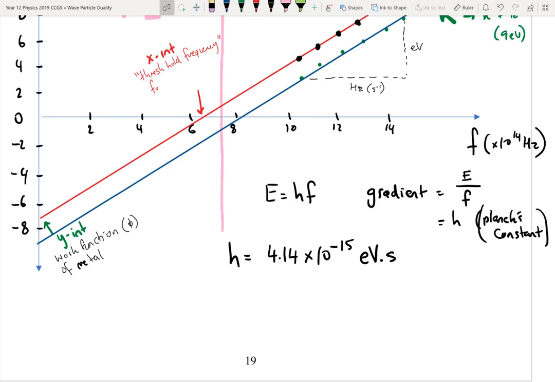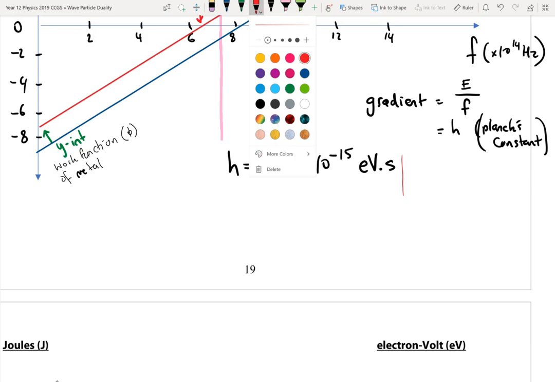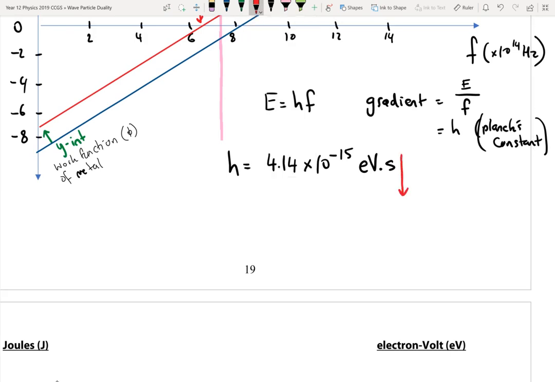As the frequency goes up by 1 hertz, the energy that that photon has increases by that amount. But unfortunately, that's not the value that's given in your data sheet. They've given you the value in joule seconds. But that's all right because we know how to convert from an EV to a joules. You could times that to get to joules. And in your data sheet, you have 6.63 times 10 to the negative 34 joule seconds.